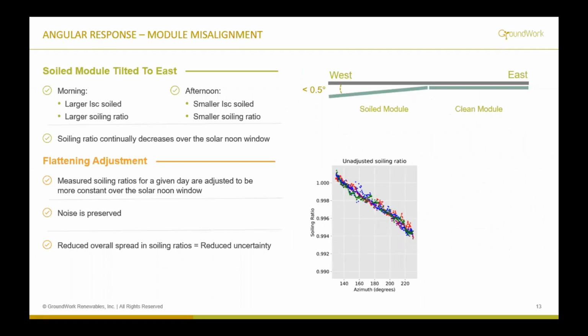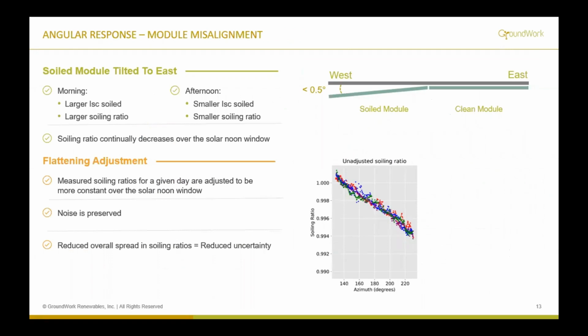But you can imagine that once a tracker starts tracking, or once a resource assessment tripod settles a little bit, or cleaning happens, you might end up getting those a little bit out of alignment. And that can have a big effect on the soiling ratio. As I mentioned earlier, in this example, the soiled module is tilted a little bit toward the east. Because of that, in the morning, you get a larger short circuit current from the soiled module, and then in the afternoon, you get a smaller short circuit current. And that is going to skew your soiling ratio.